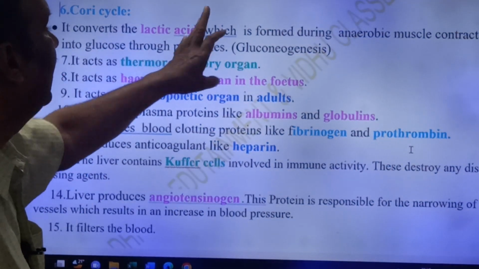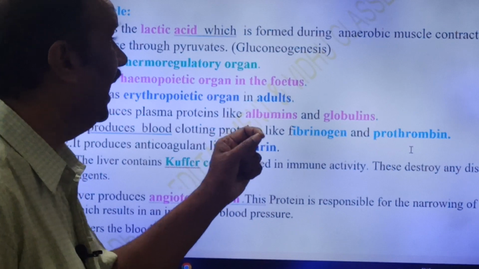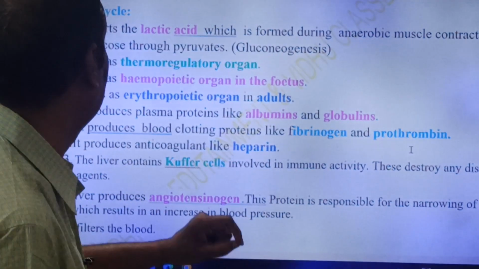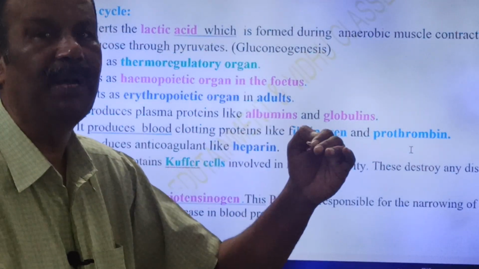It converts the lactic acid which is formed during anaerobic muscle contraction, friends, into glucose through pyruvate. Pyruvate means what, friends? Pyruvic acid.